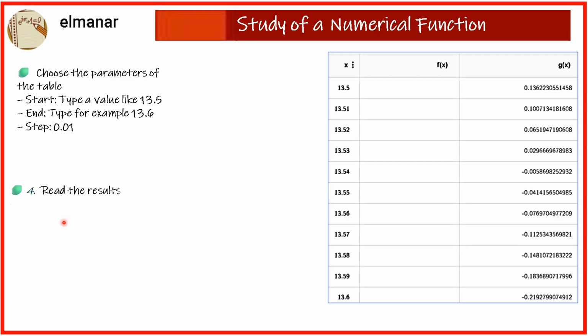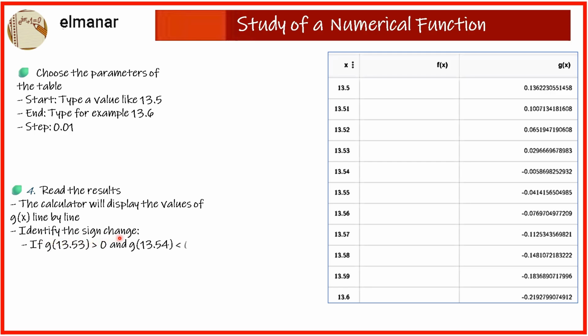Step 4. The calculator will display the values of g of x line by line. Pay attention to when the function changes sign. If g of 13.53 is greater than 0, and g of 13.54 is less than 0, then we conclude that the value called alpha lies between 13.53 and 13.54.